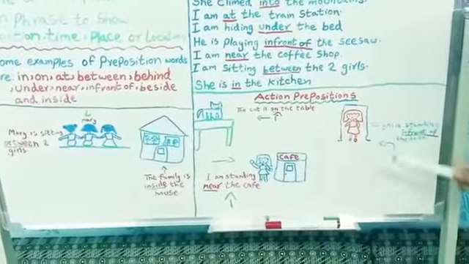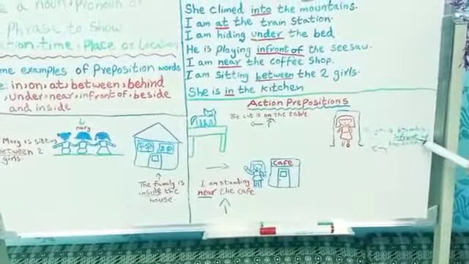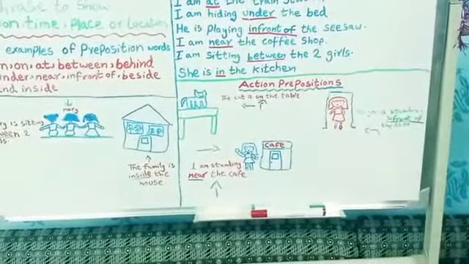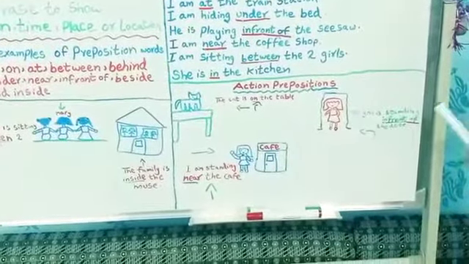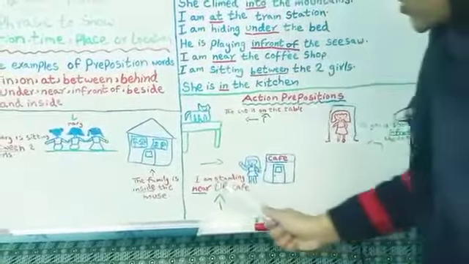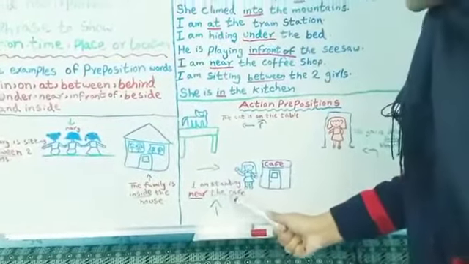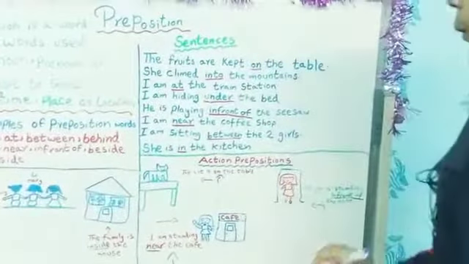The girl is standing in front of the door. In this one, what is the preposition word? The preposition word is in front of. And here, I am standing near the cafe. So, what is the preposition?